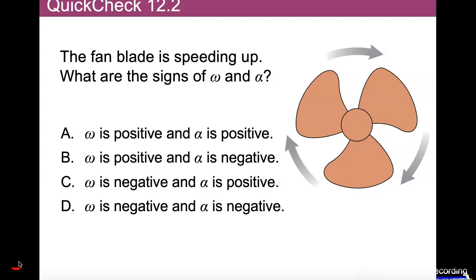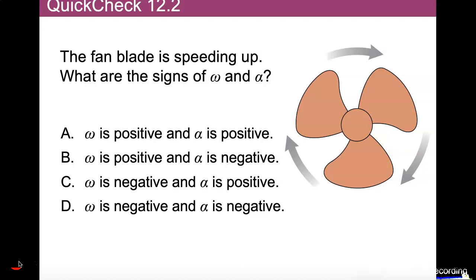The question is saying the fan blade is speeding up. What are the signs of omega and alpha? First, these arrows show the direction of rotation. The fan blade is rotating in a clockwise manner. Our convention was that the counterclockwise direction is positive, so clockwise is negative, and that's the direction of the angular velocity. So omega is a negative number.